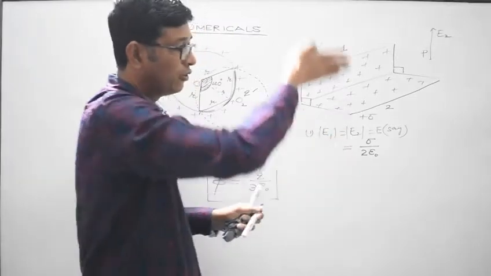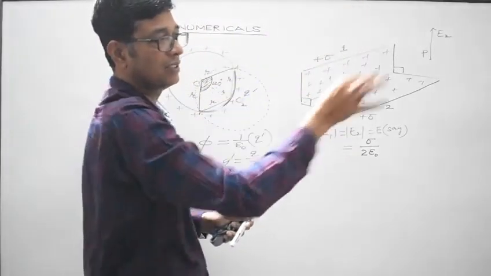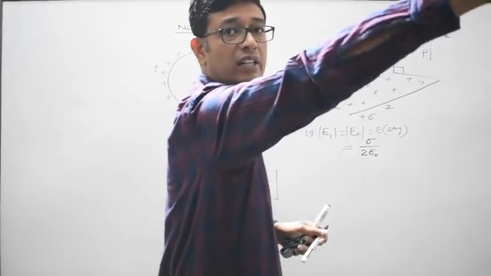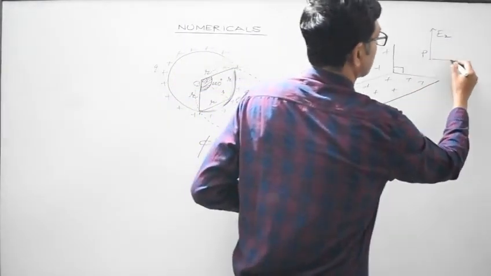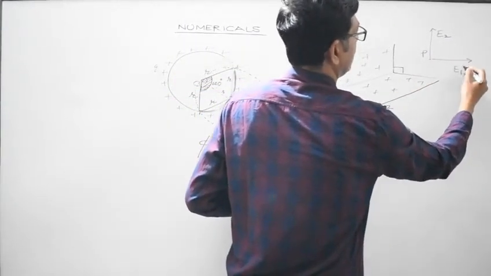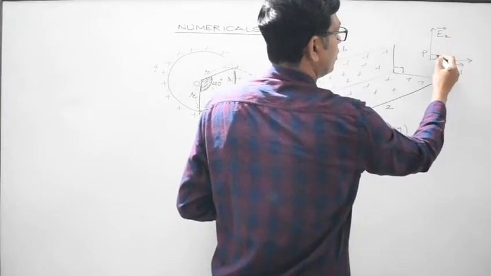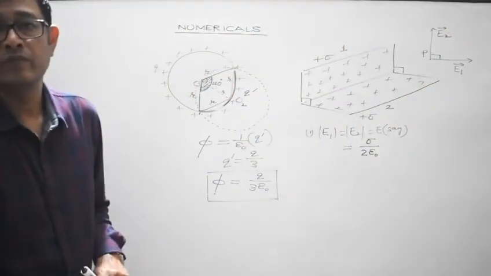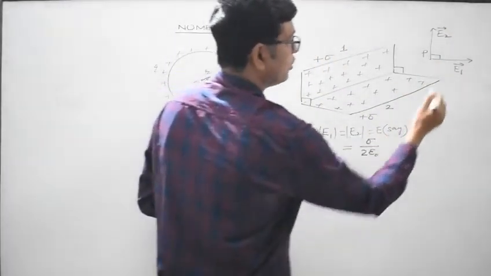What about the electric field due to the sheet lying vertically, like this, at the same point? It will again be in the outward direction. So it will be like this. This is E1. So what's the angle between these two? 90 degrees. And both are of equal magnitude.